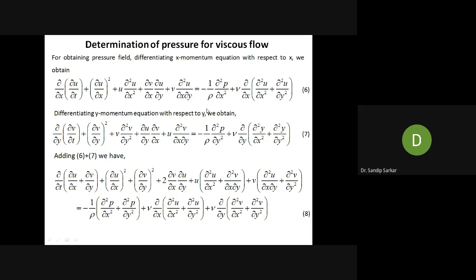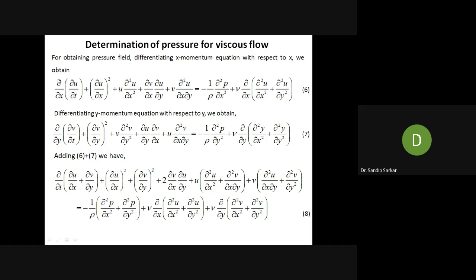So what we are doing here, we are taking the partial derivative of the x momentum equation with respect to x, that is ∂x, and the partial derivative of the y momentum equation with respect to y, that is ∂y. We are simply taking partial derivatives of the x momentum and y momentum equations. After taking those derivatives, equation number 6 and 7, we are adding those two equations, that is 6 plus 7.